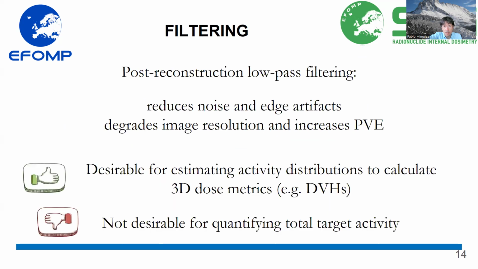And lastly, we have to decide if we use filters, normally post-reconstruction filters. Those filters aim to reduce noise and its artifacts, but they degrade image resolution and increase the partial volume effect. So they are desirable for estimating activity distributions to calculate 3D dose metrics, such as dose volume histograms, but they are not desirable for quantifying total target activity.